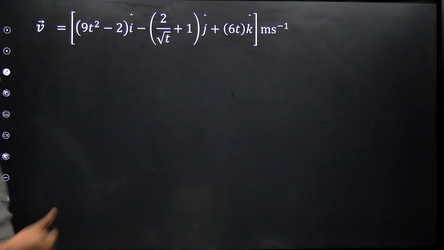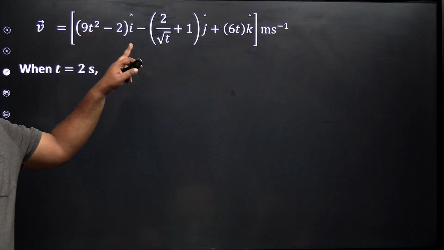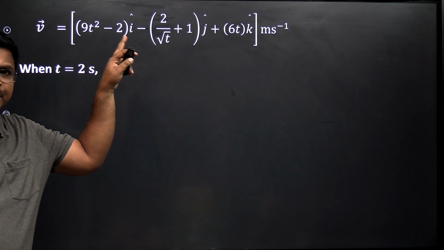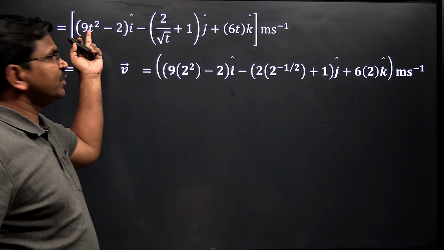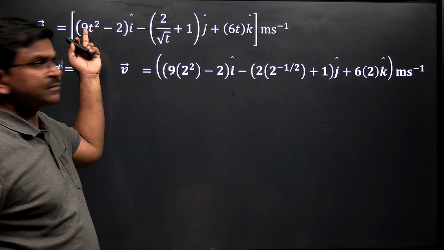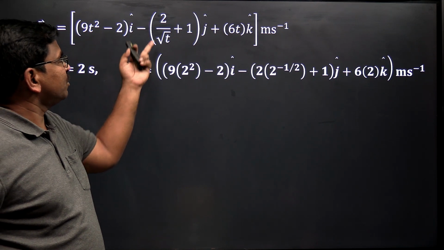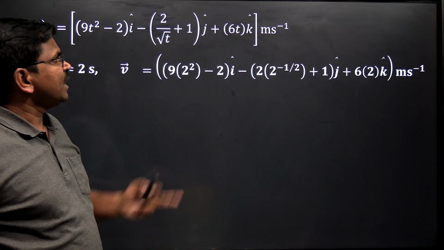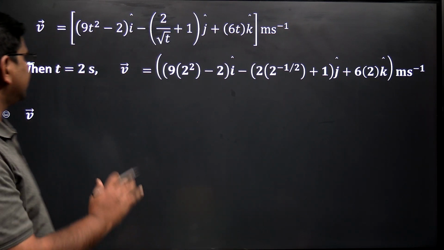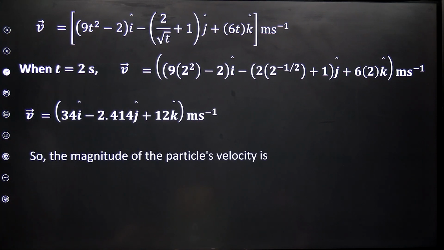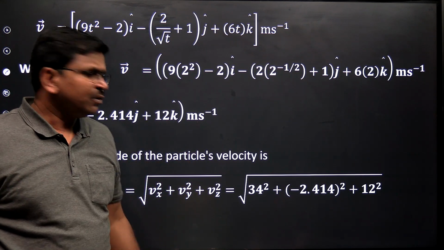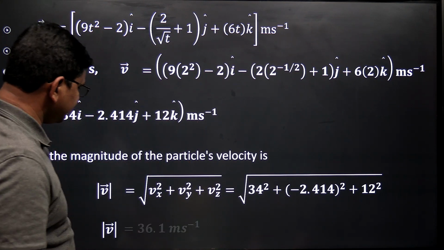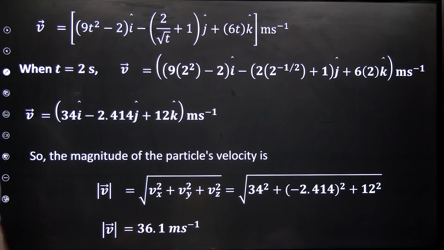Velocity was obtained from the first derivative of the position vector. Now when t equals 2 seconds, substitute 2: 9 into 2 square is 36 minus 2 gives 34, 2 by root 2 is root 2 plus 1, and 6 into 2 is 12. That is the only idea here. We want the magnitude, so the square root of 34 square plus 2.414 square plus 12 square, which gives approximately 36.1 meter per second.